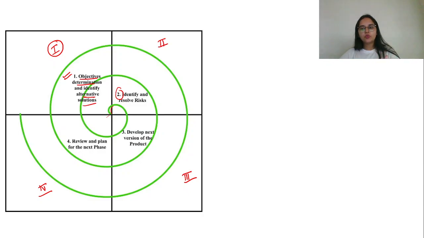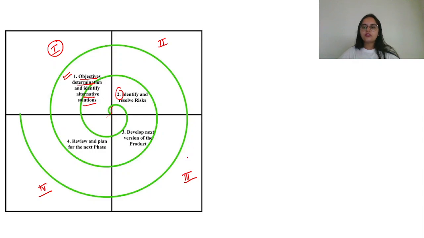So for that, what we do is start building the prototype. In the second phase, you start building the prototype, so that by the end of this quadrant, a prototype is built for a possible solution. So in the second quadrant, we look for the prototype.